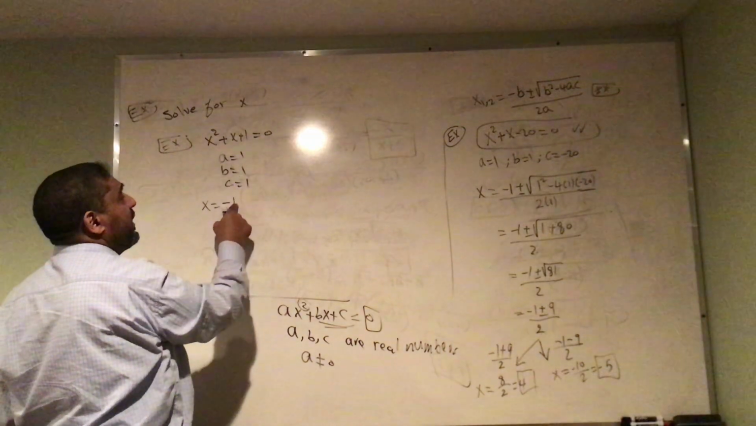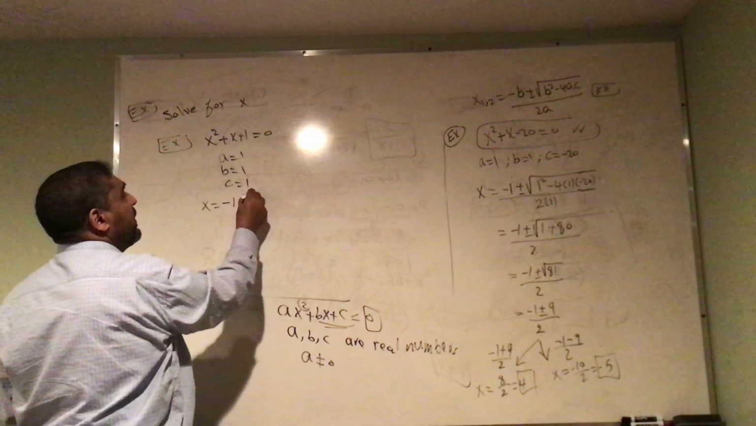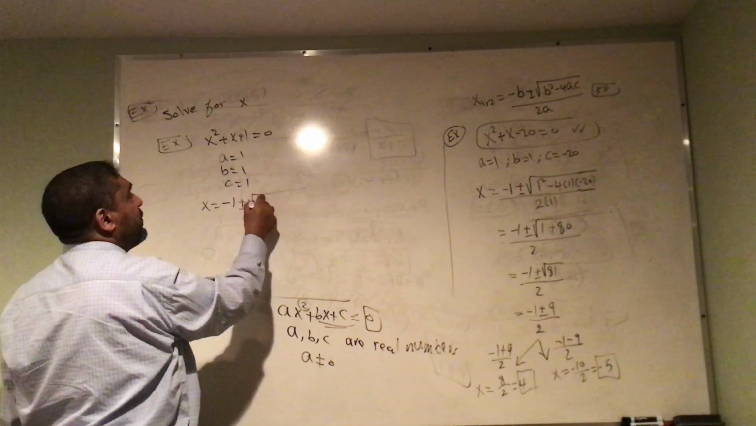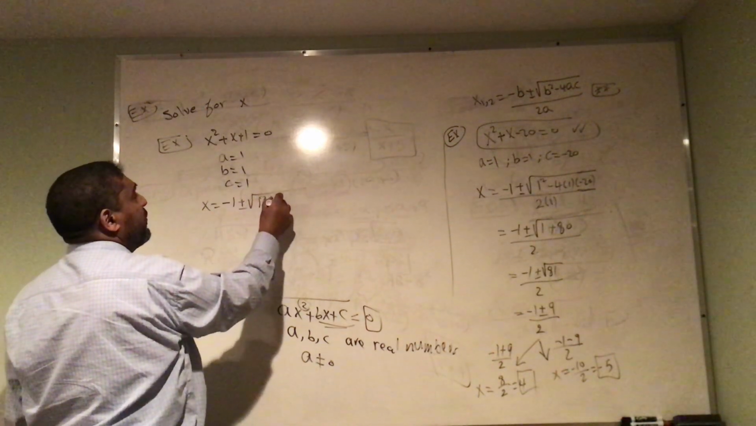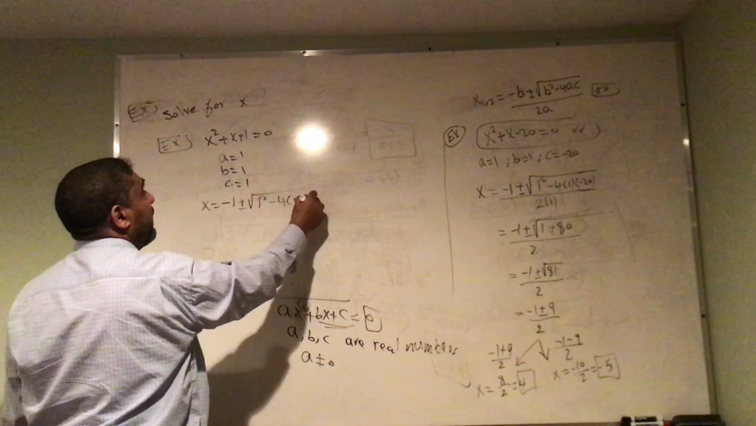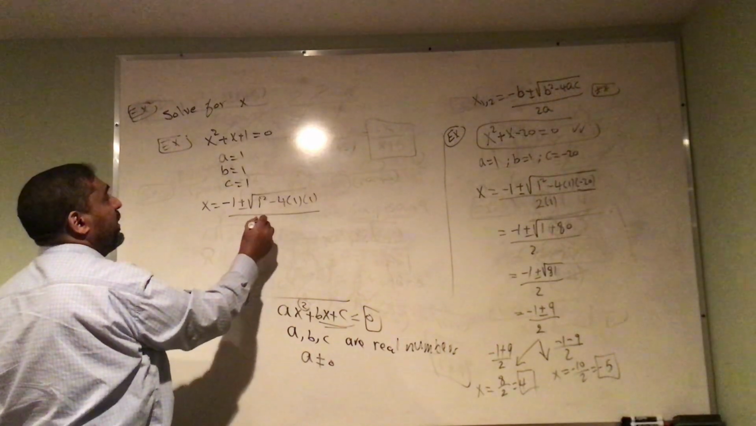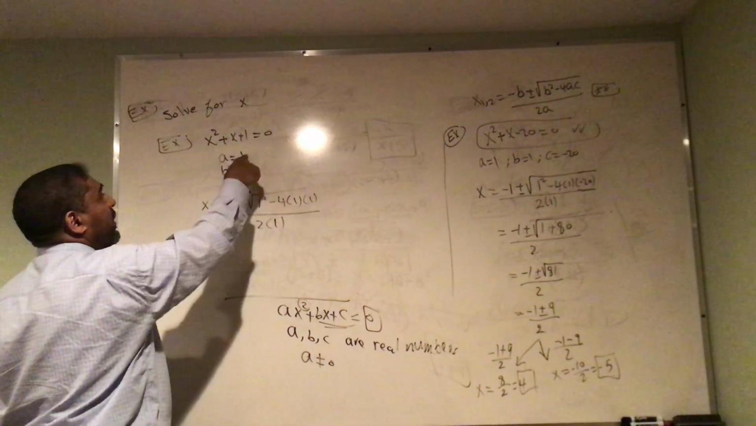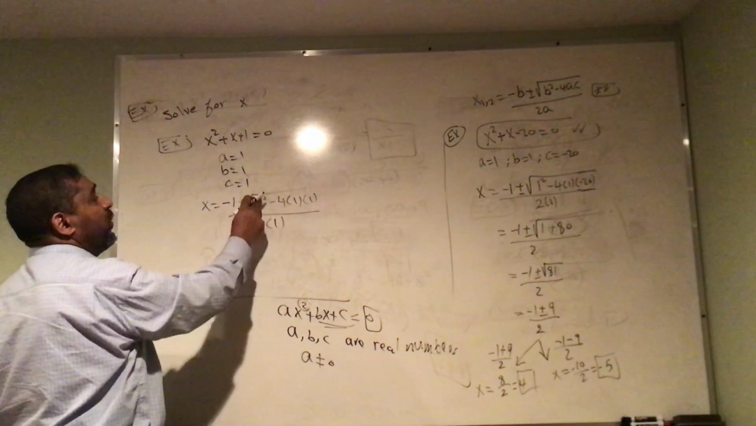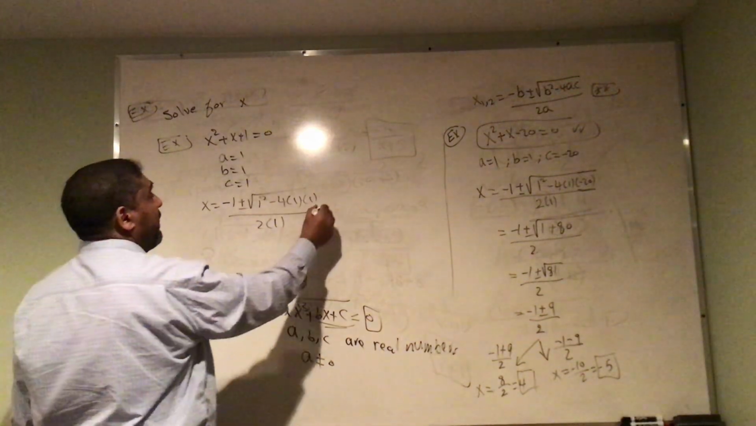Your b is 1, so minus 1 plus or minus the square root of b squared, which is 1 squared, minus 4a, which is 1, c, which is 1. The whole thing divided by 2a. What is a? A here is 1. So here that is 1 squared, guys. So if you simplify this, what did you get?